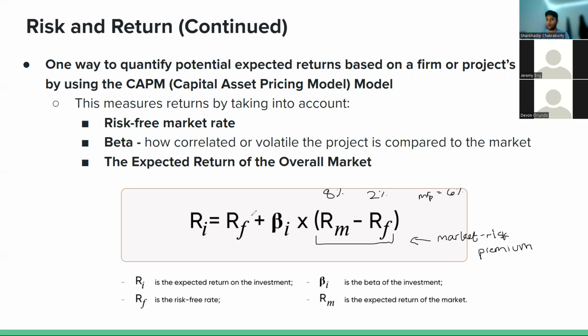Now, there's a very, very low but still existent chance that this number over here, without the RF, is lower than the RF, but we don't want that, because RF is the bare minimum that we can get in the market. That's why we always have to add it to the market risk premium times the beta. So that's CAPM in a nutshell. And I'll go into the other uses of CAPM in the upcoming slides as well.